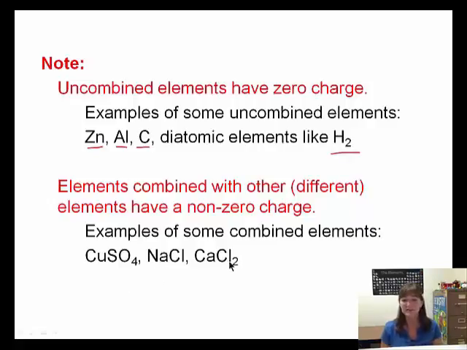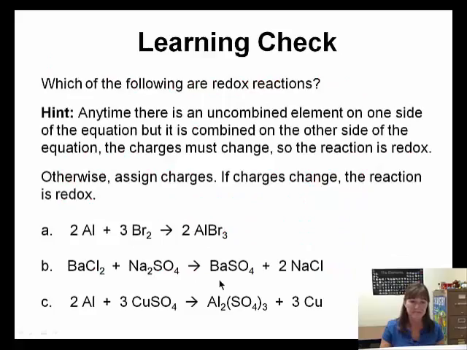So sometimes you don't even want to take the time to figure out what the charge is. You just say to yourself, wow, the copper is in a compound, so it's going to be a cation. And I'm not going to take the time to figure out whether it's a +1 or a +2. I just know that it has a charge, and my sulfate's going to have a negative charge. So any of these compounds are going to have charged particles in them. So that sometimes helps make it a lot quicker to help you decide whether something is a redox reaction.